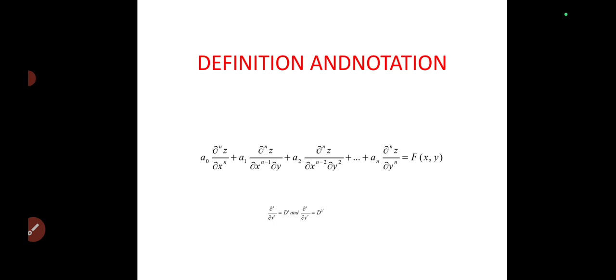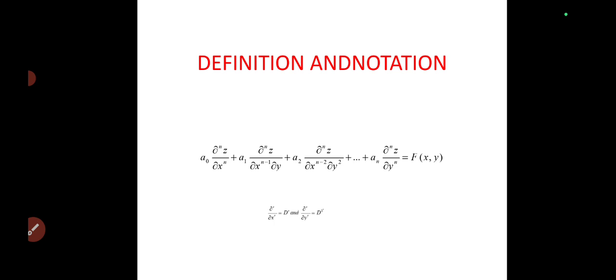Here some constants are there. What are they? a naught, a1, a2 and so on so forth an. And on the RHS side, a function is there. It is denoted by capital F of x comma y. Here what are the quantities this F of x comma y contains? It contains some functions of x and y.